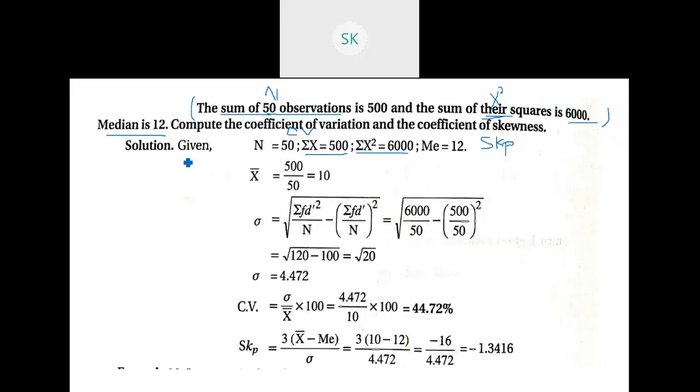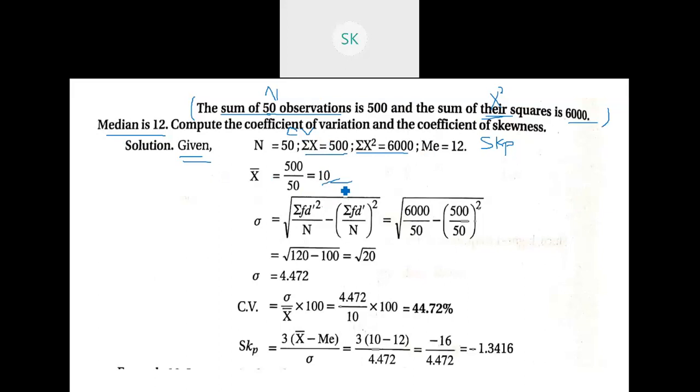And always write down whatever is given in the question in the first line, so that you know what information is available to us and you are not getting confused with the numbers. So n is 50, sigma x is 500, sigma x square is 6000 and median is 12. Now first we have to find x bar, that is sigma x by n. Sigma x is 500, n is 50. So the arithmetic mean is 10.